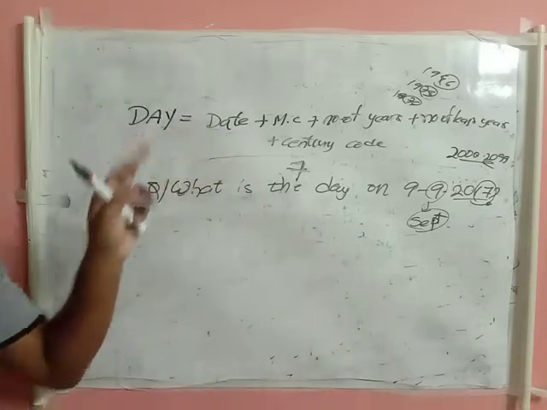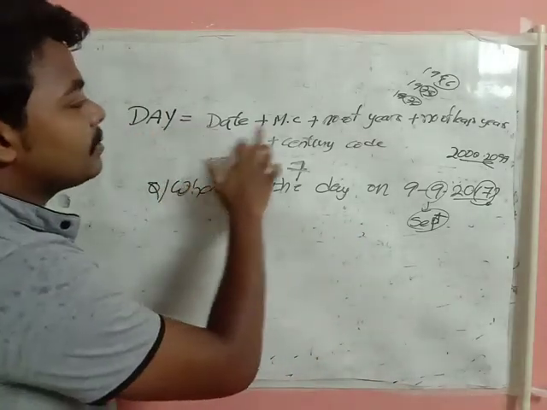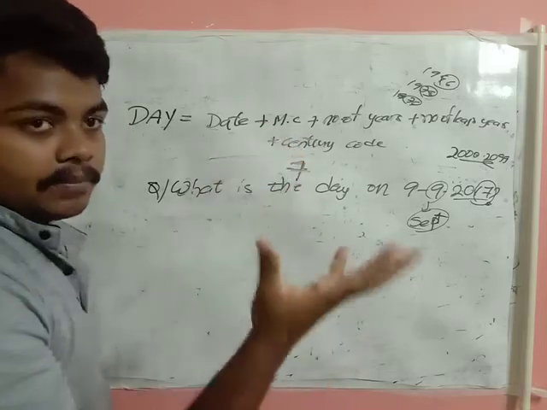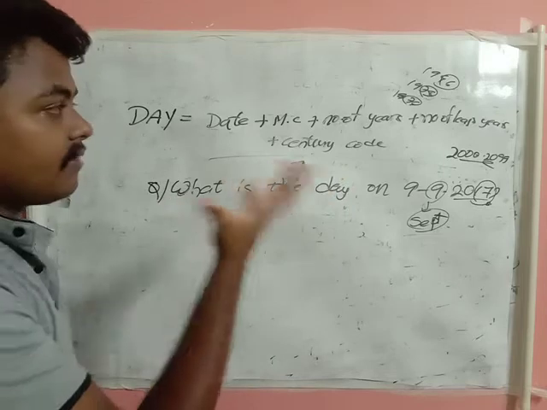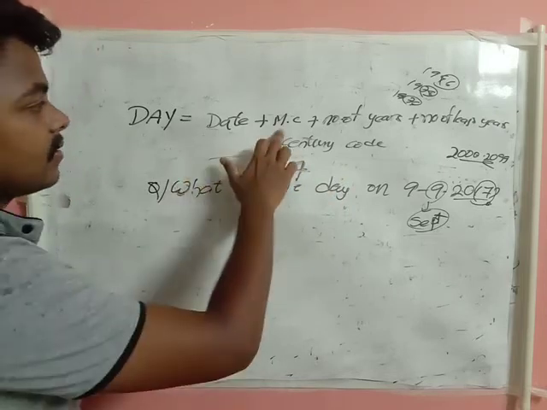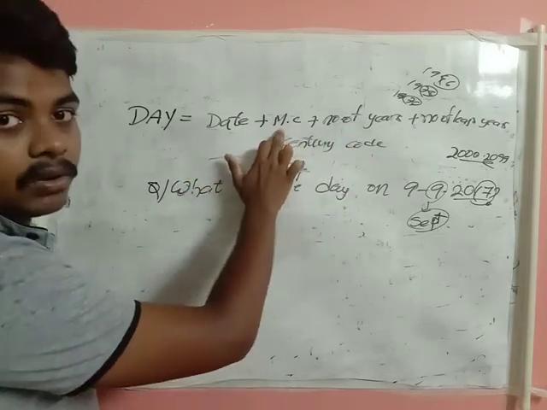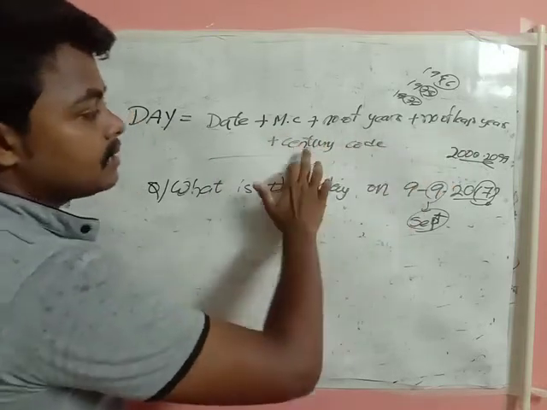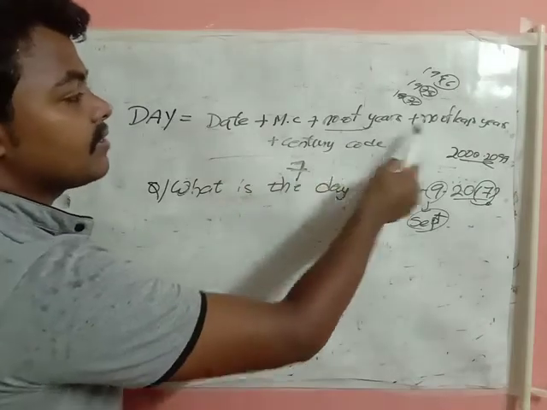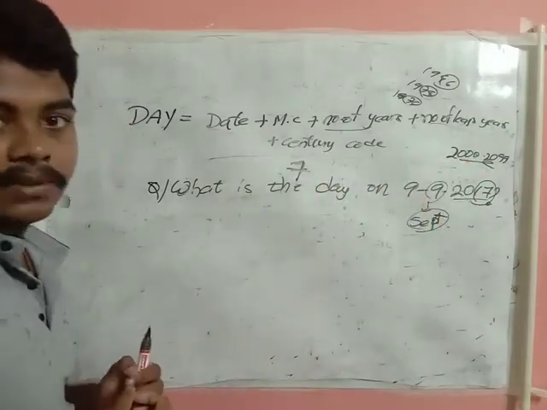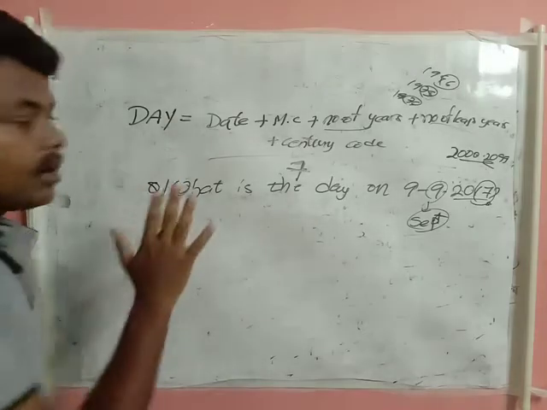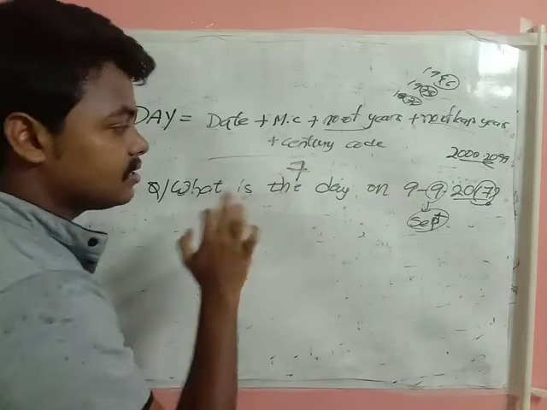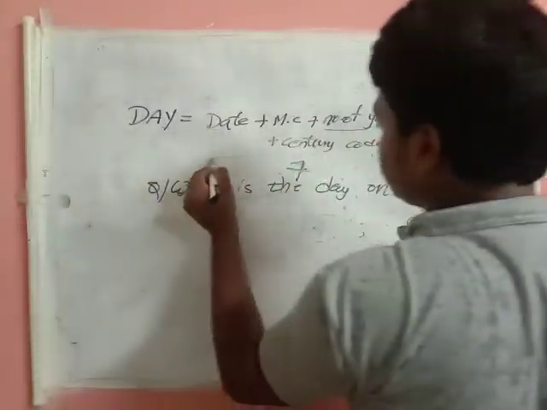To find the day, we have one formula: date plus MC, which is month code. You just write it in your book, because you may find some difficulty. Due to insufficient space, I just wrote MC as month code, plus number of years, plus number of leap years, plus century code. I will tell you what the number of years and the number of leap years are in the question itself, right? So the formula for the day is date plus month code plus number of years plus number of leap years plus century code, divided by 7, right? It is divided by 7.